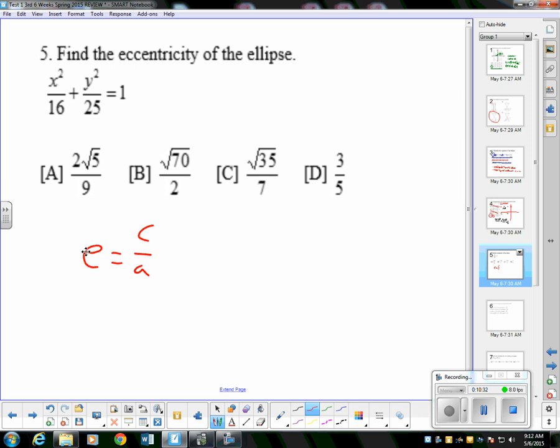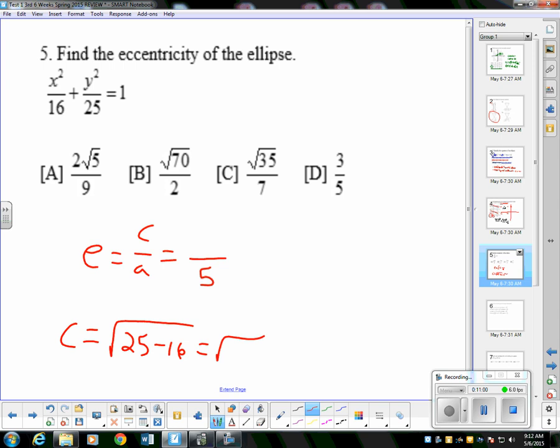Well, remember, A is the square root of the bigger of the two denominators. So in this case, A has to be the square root of 25, which is 5. C, if you will remember, is related to A and B in this manner. C is the square root of A squared minus B squared. Actually, I'm going to write it like this. It's A squared, which is 25, minus B squared, which is 16.